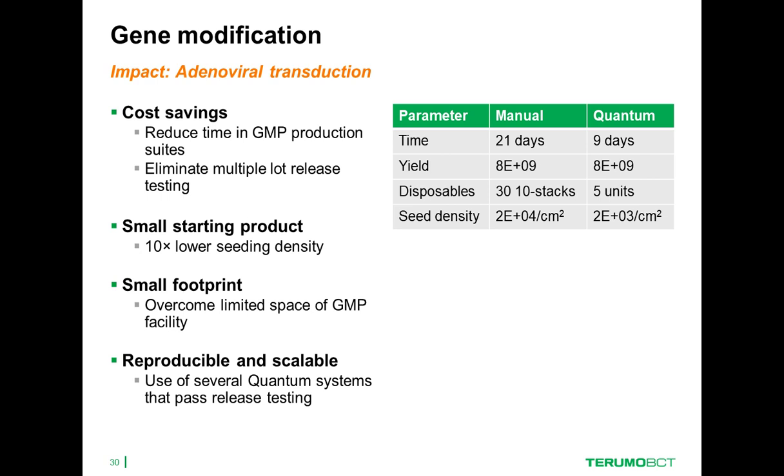They also found a 10 times lower seeding density was possible on the Quantum, therefore reducing the amount of preparation for the starting product. Thirdly, the small footprint of the Quantum system meant they could fit several units in their current facility, increasing their manufacturing output towards clinical production scale. And finally, whether it was 1, 5, or 7 Quantums, City of Hope demonstrated the scalability and reproducibility of the device in producing cells that meet release testing criteria.